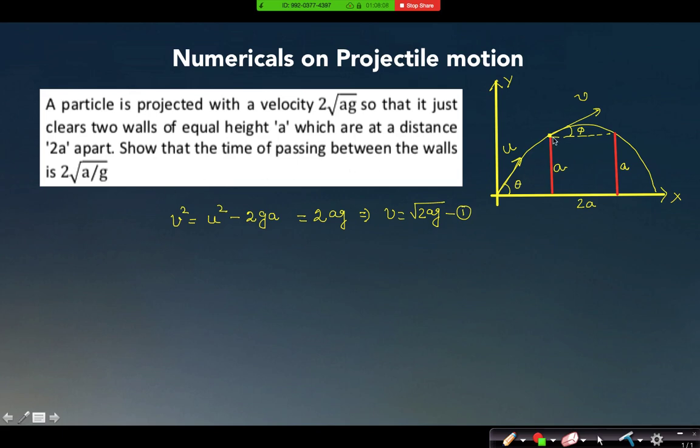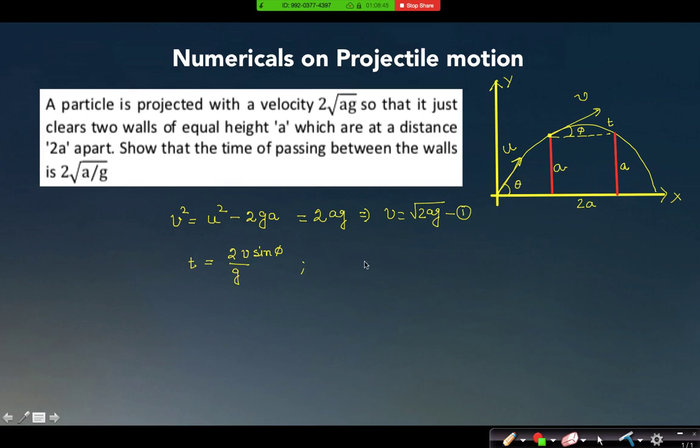So the time of passing between the walls is this one. What is the time of passing that I have to find? Can I say, what is the time of flight between these two? If this is small t, then you can see that time of flight is equal to twice v sine phi divided by g. Yes or no? And what is the range for this motion?